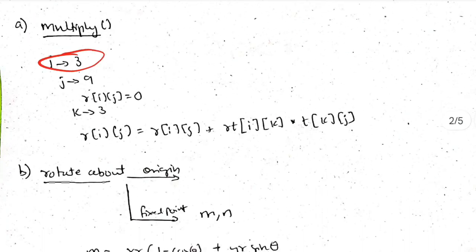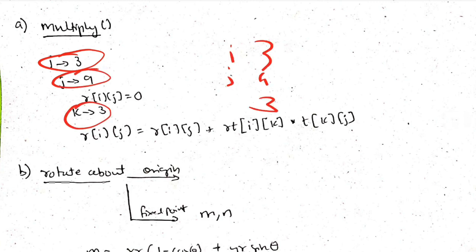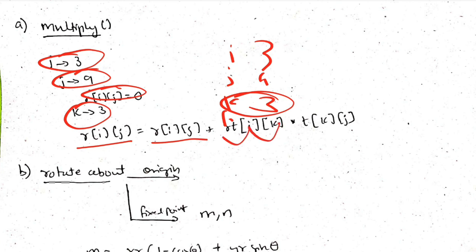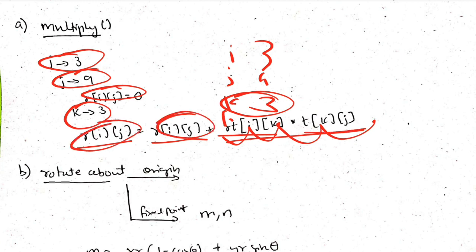Multiply function: i 3, j 3, k 3, loops for i, j, k. After writing that, before k you have to write r of ij is 0. After k you have to write r of ij is equal to r of ij plus rt of ik into t of kj. Okay, that is the first multiply function.